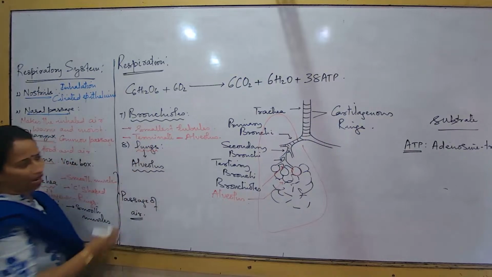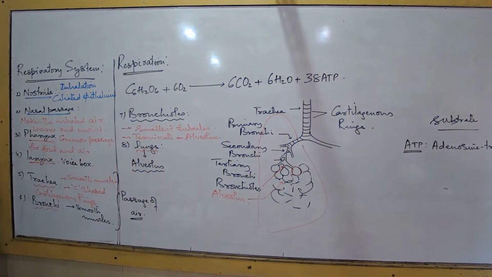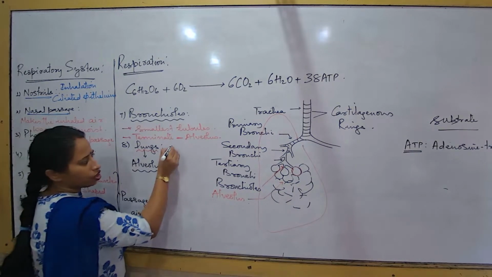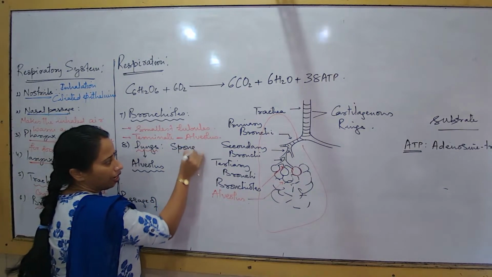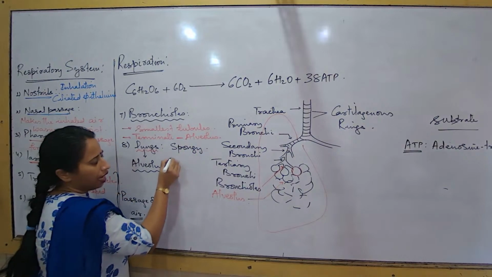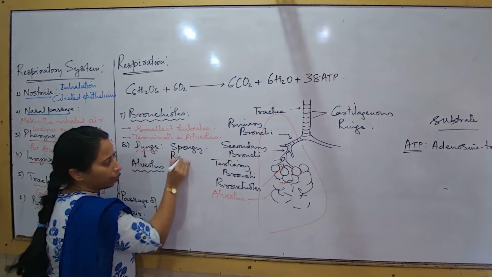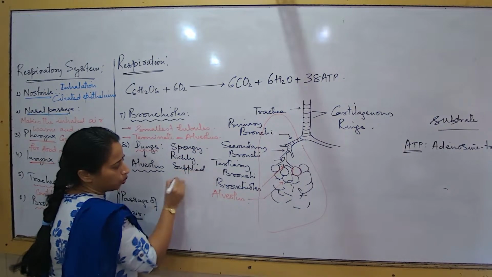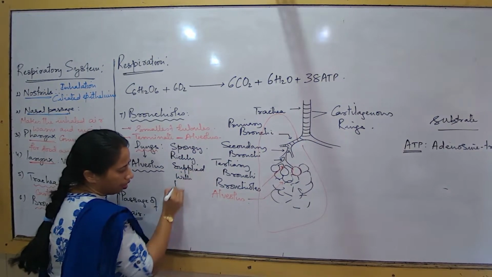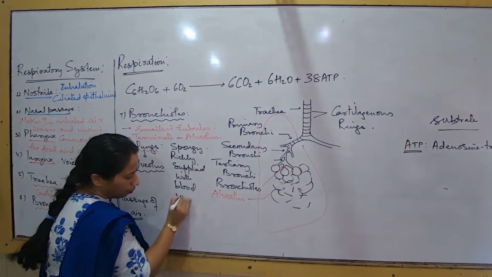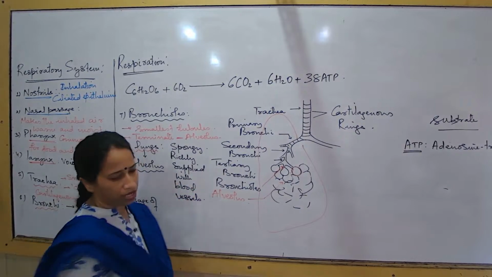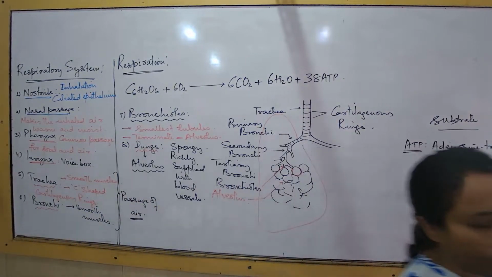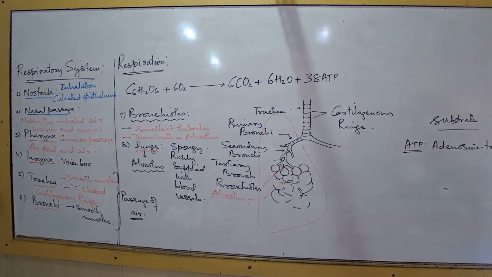Now we talk about the lungs. What is the lungs made up of? What are some special features of the lungs? The lungs are spongy. The lungs are richly supplied with blood vessels. And when we are talking about the blood vessel supply, we have to understand that also. First of all, to understand what are some of the major features of the lungs.